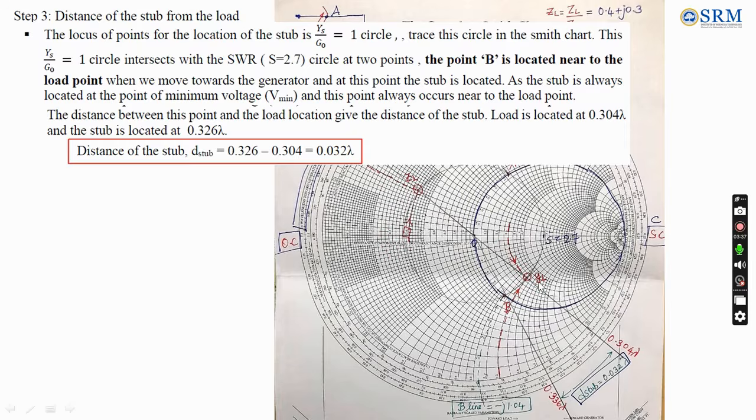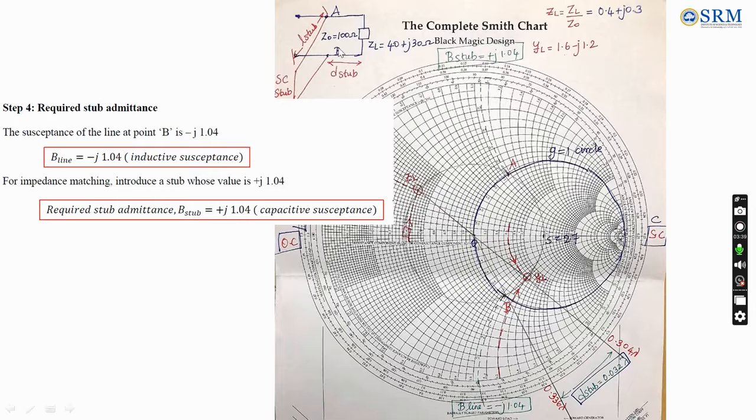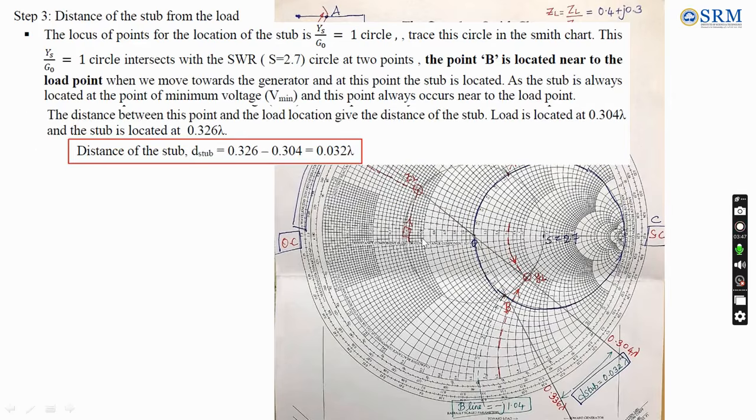Okay. So in our design, if you look here, how can we find the distance of the stub from the normalized load to the point B? We can see here the normalized load admittance is available here. So we have to extend this line so that it touches the wavelength towards generator scale outside, and we have to extend the point from the center and the intersection of these two circles, that is marked as B.